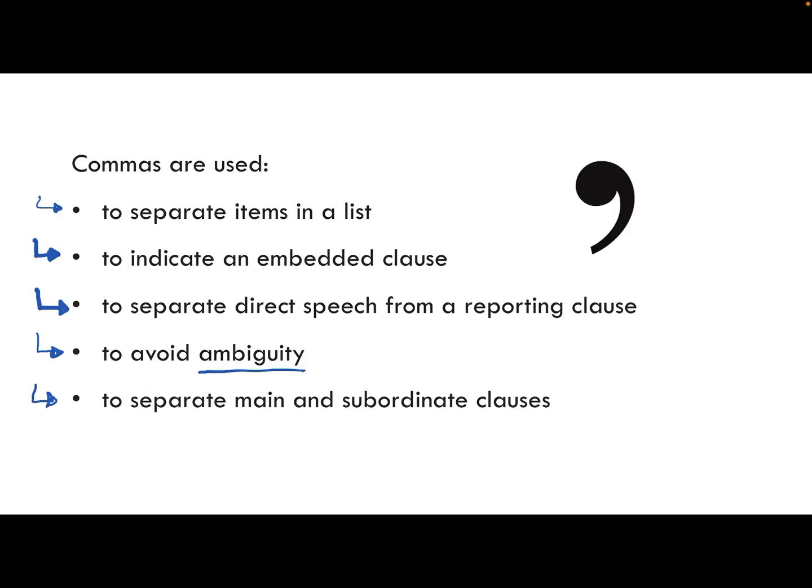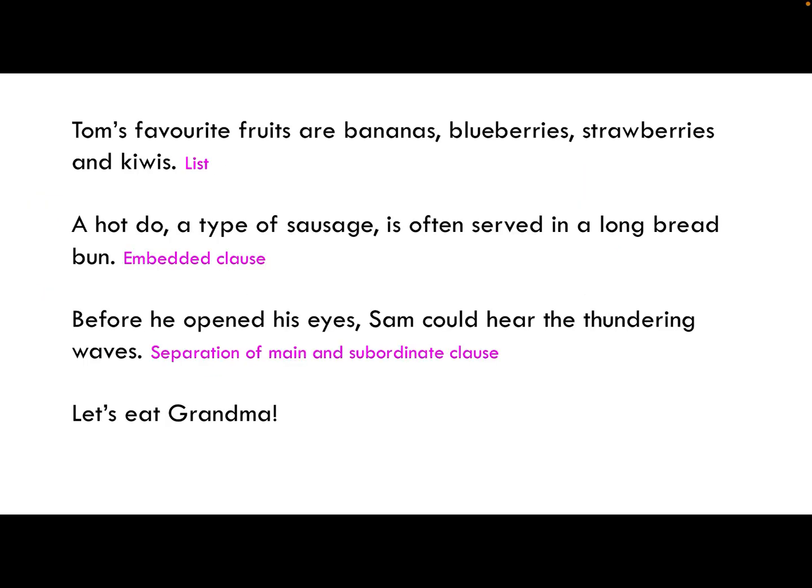And to separate main and subordinate clauses. Very much like our embedded clause. Remember, embedded clauses can be subordinate clauses or relative clauses. They're just embedded within the sentence. So, here we go. We've got some commas here. We've got Tom's favourite fruit. These ones were used in a list. We've got an embedded clause here. We said that's also a relative clause. Separation of the main and subordinate clause. We've done that as well. We said it was a fronted adverbial as well.